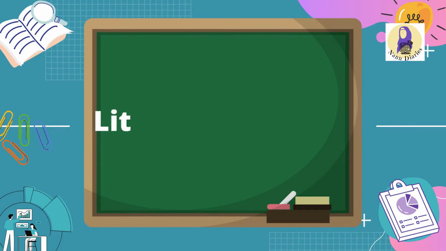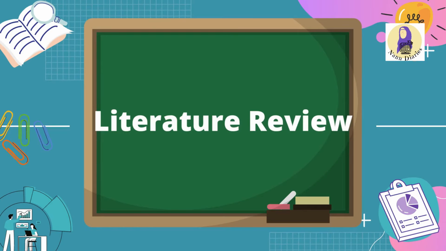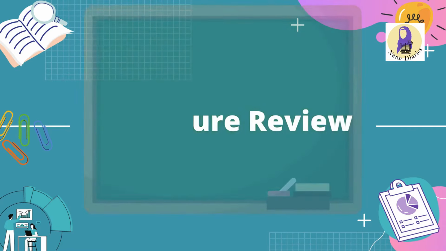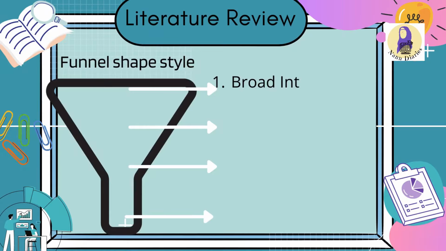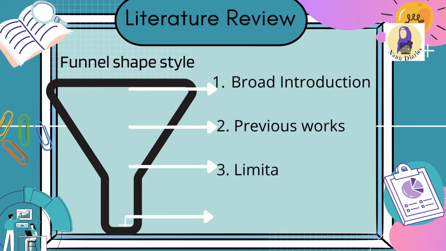And then the literature review. The general structure of the literature review has a funnel shape, which means you first introduce your topic with a broad introduction, and then talk about the previous work, what other people have done on this topic. After that, the limitations of this work, so they have some weaknesses. Finally, you will write your research question.